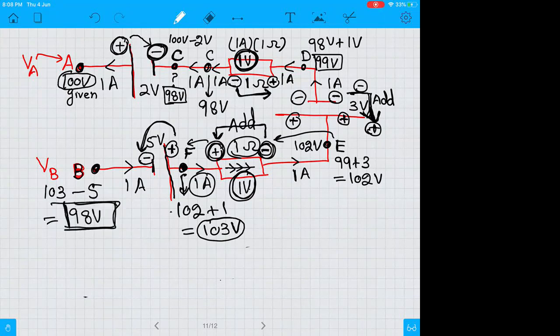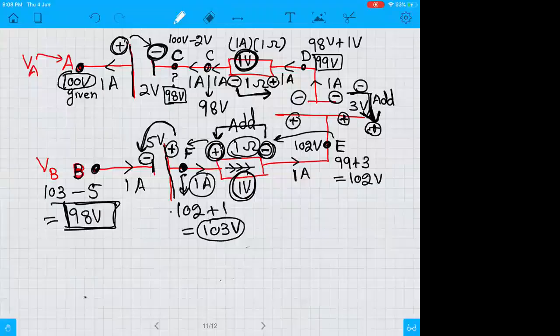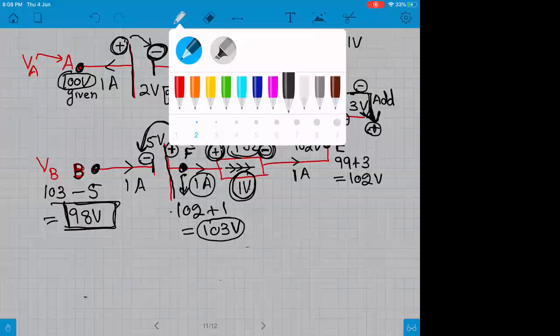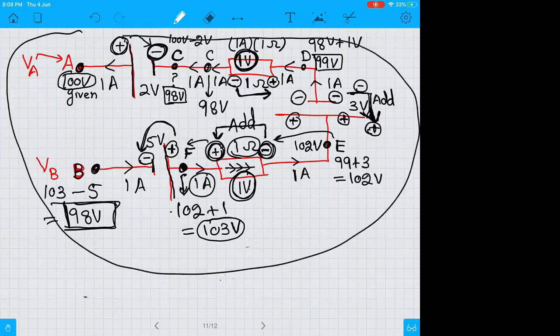So this was a branch in a circuit that we have solved using the concepts that we studied. So today we have to study up to this point. In the next class, we'll start from here and then we'll move towards Kirchhoff's laws.